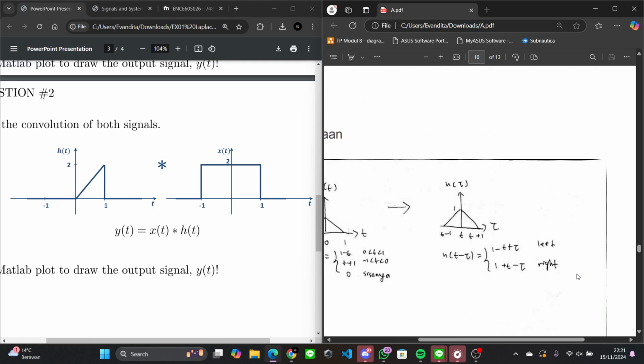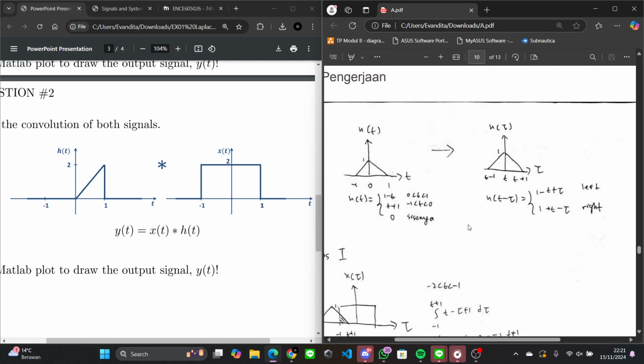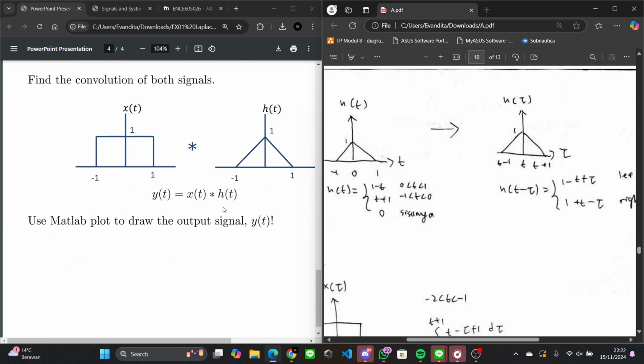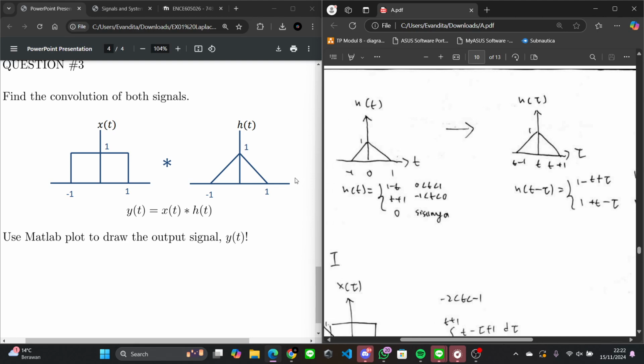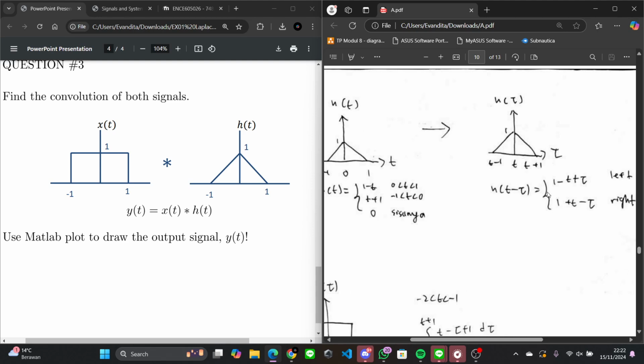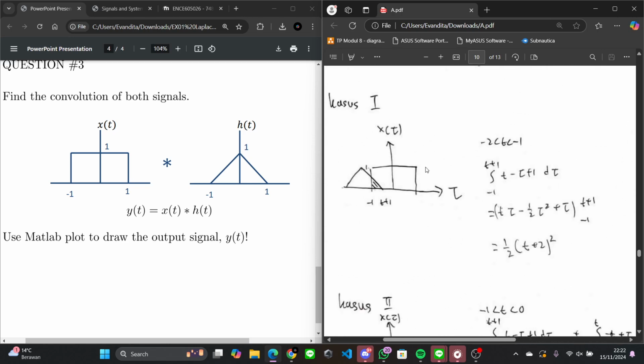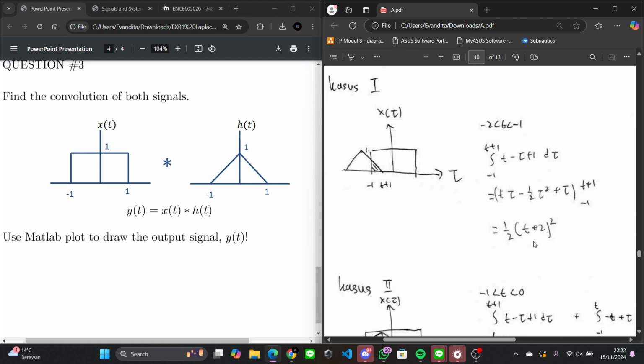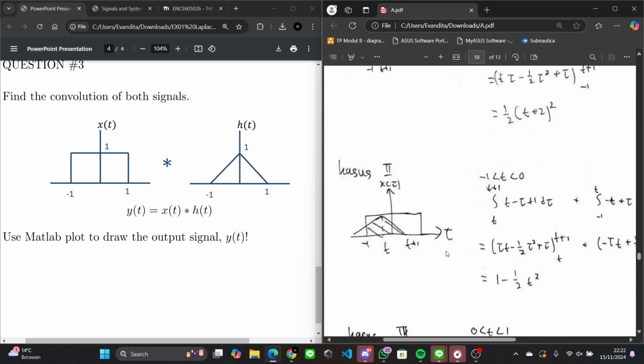Okay, now for number 3, it's this question. So we have xt as a normal rectangular and ht with a triangular shape. We just do normal flipping and change the function to ht of minus tau, and we get this function. Then we do the same thing as before, where case 1 is t from -2 to -1. We get the integral with the limit from -1 to t plus 1. And this is the integral result.